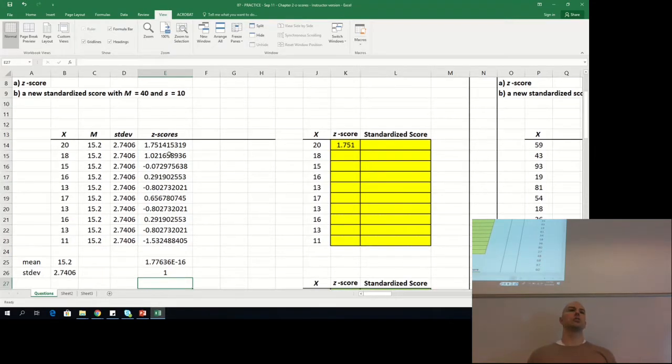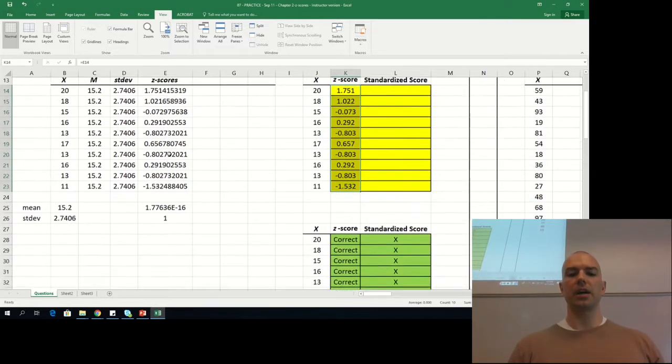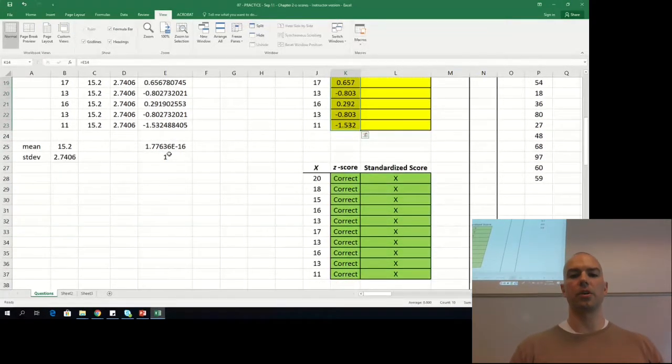We got a standard deviation of 1. So we got a mean of 0, we got a standard deviation of 1. That's what a z-score should have. If you don't have these two, something went wrong somewhere along the lines. So now we can fill our answer cells and double check, and we see that we got all those correct.